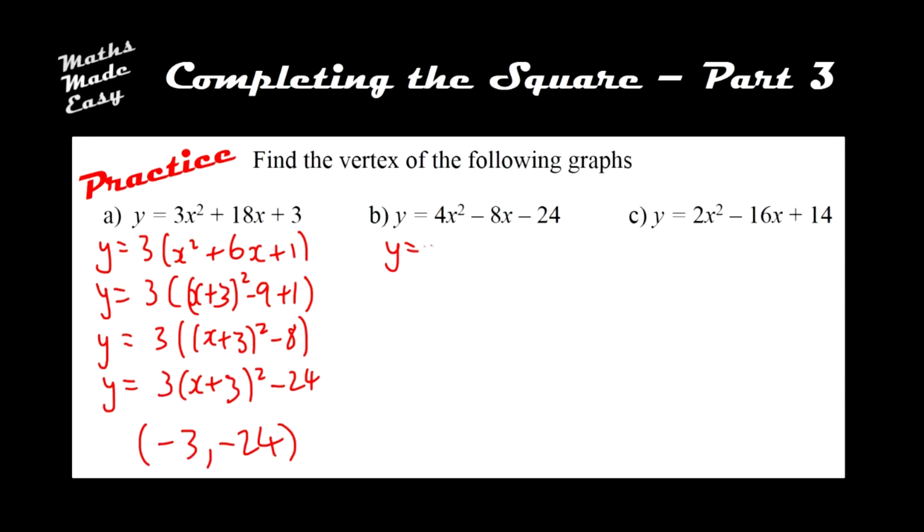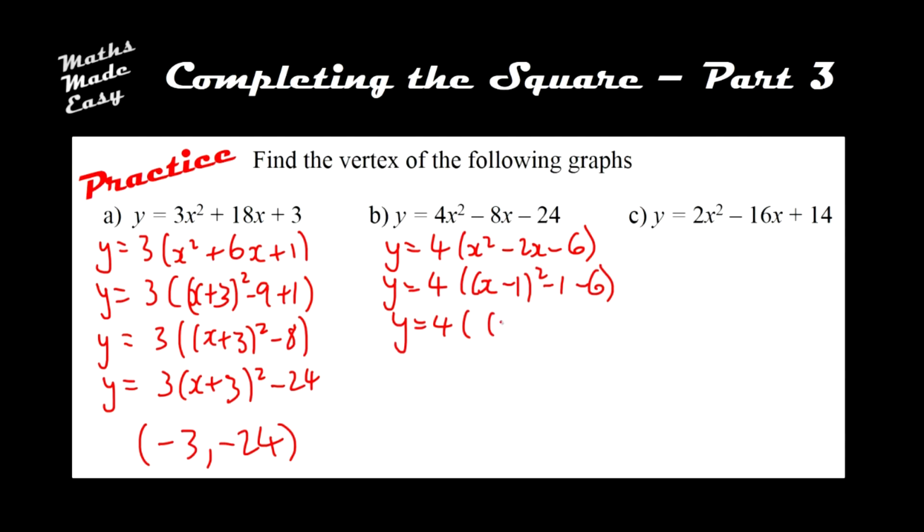This next question will factorize 4 out, so 4 lots of x squared minus 2x minus 6, y equals 4 lots of, now I complete the square, x subtract 1 all squared, 1 squared is 1, so take away 1, take away 6, y equals 4 lots of x subtract 1 all squared, subtract 7, multiply back through, 4 lots of x minus 1 all squared, 4 sevens are 28, so negative 28, which gives you a vertex of 1 and then negative 28.